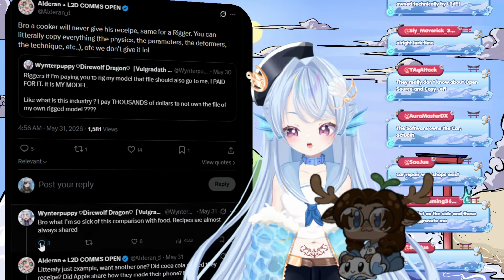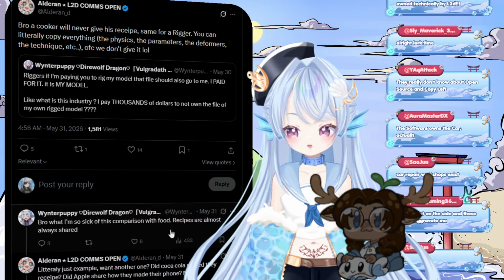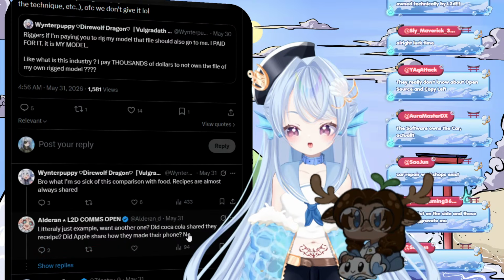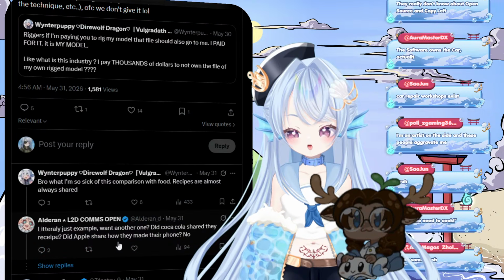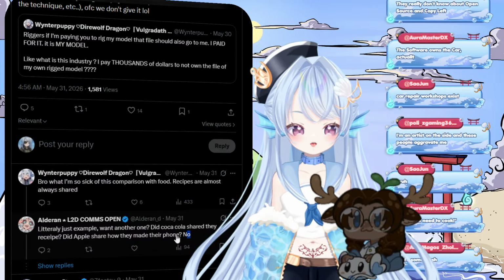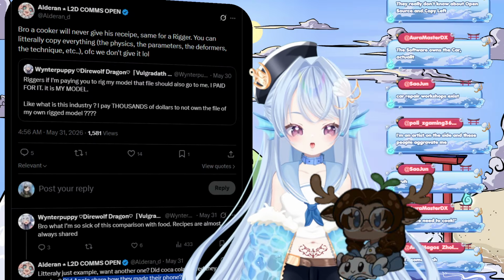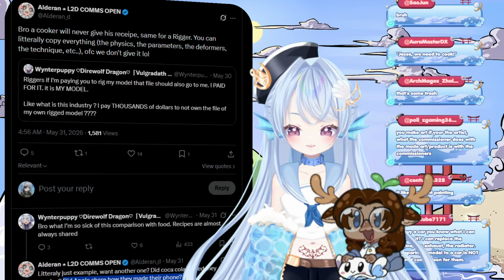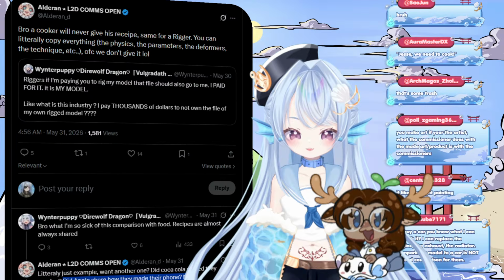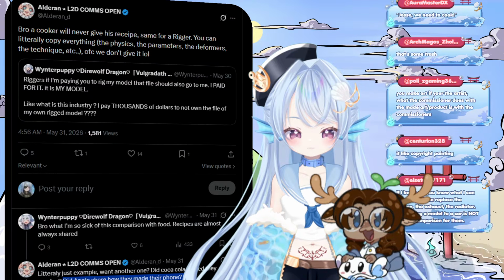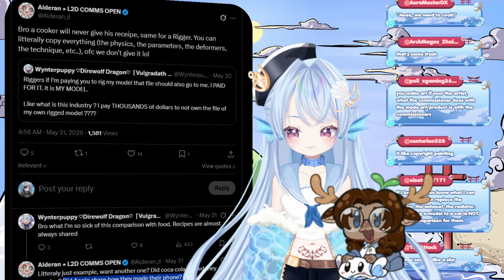And then the original guy replied, bro, I'm so sick of this comparison with food. Recipes are almost always shared. And they said, literally, just example. Want another one? Did Coca-Cola share their recipe? Did Apple share how they made their phone? No. Fun fact, Apple is currently being sued over the right to repair and literally not sharing how their phone works. Not only that, they also got told by the EU government, either get rid of your lightning cable or you will stop selling Apple products here. Now all of a sudden their newer phones are all USB-C because they kept being so exclusive because they were being greedy and wanted more money.